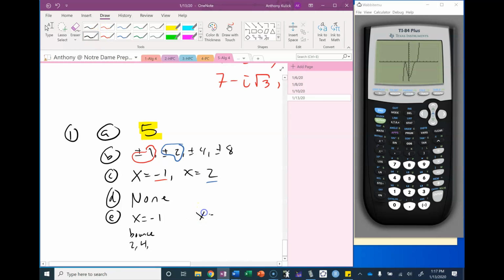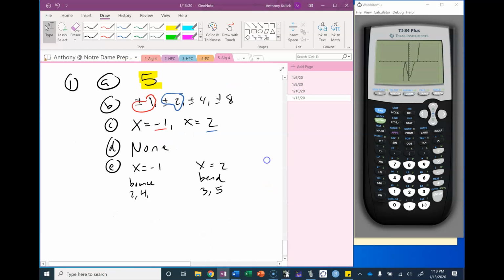Okay. So at x equals 2, is that a bend, bounce, or a straight? That is a bend. Good. So how many times could that one be used? 3 times, or 5 times. Could it be used more than 5 times? No, because 5 is the total number of solutions we have. Okay?